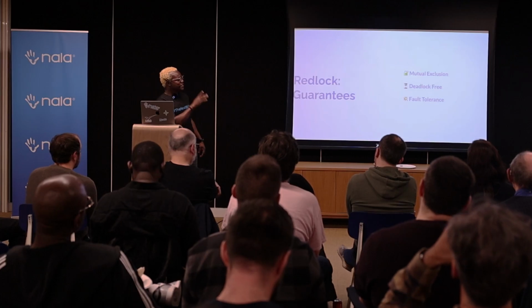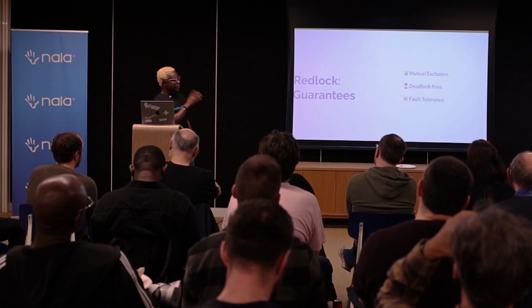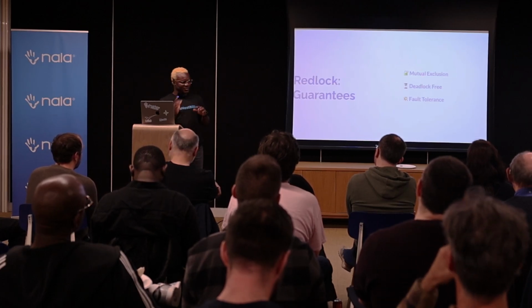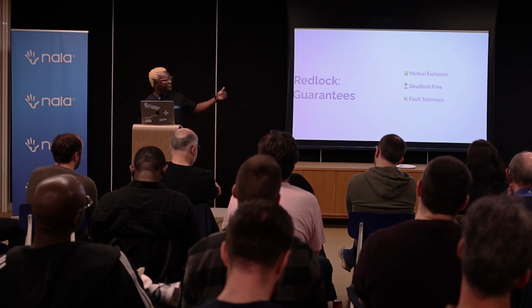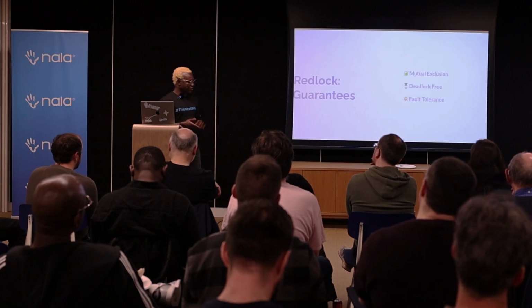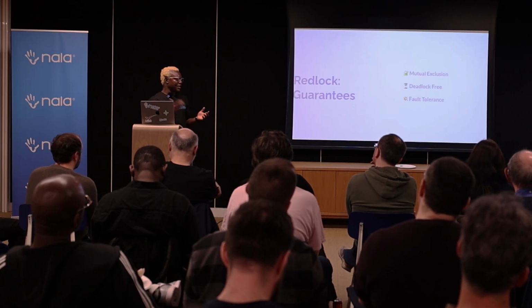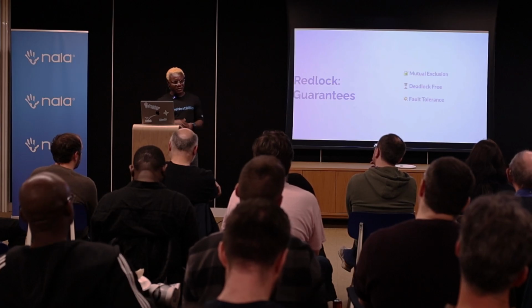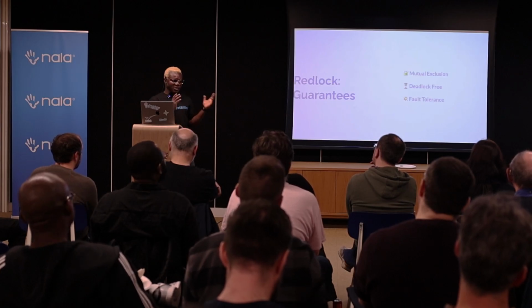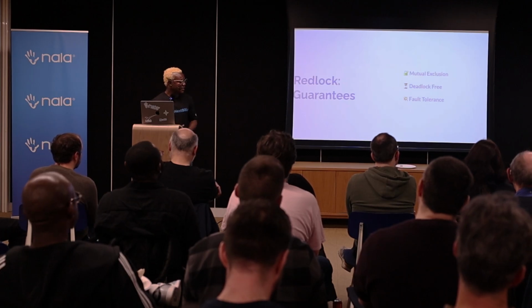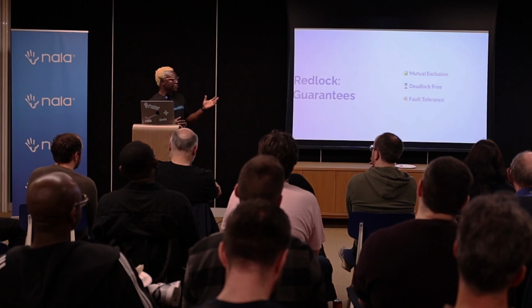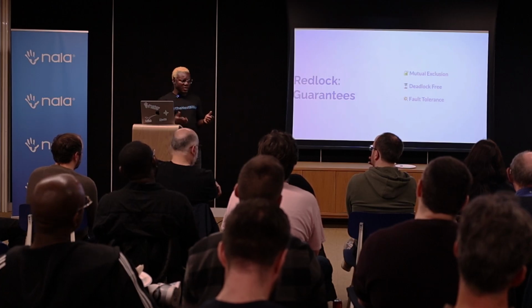At any point in time, only one process can acquire a lock on a particular resource. That's what I meant. Then you also have deadlock free as well. So eventually, all locks end up released, because if let's say a client acquires a lock and it crashes before releasing the lock, it expires because we configure an auto release time. And fault tolerance, as long as we have a majority of nodes up, we'll be able to acquire and release locks as usual.